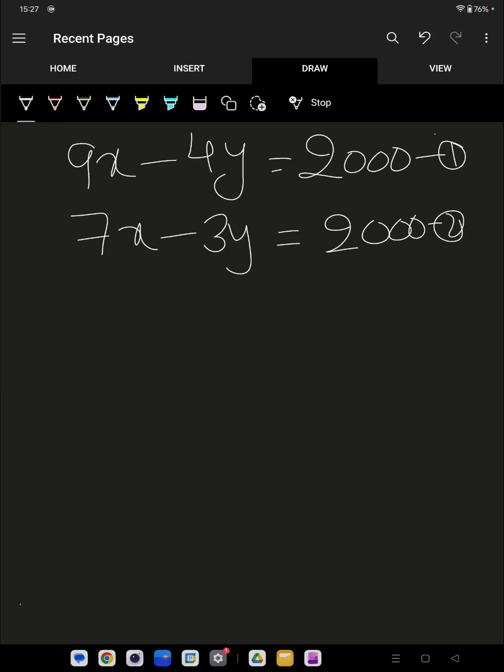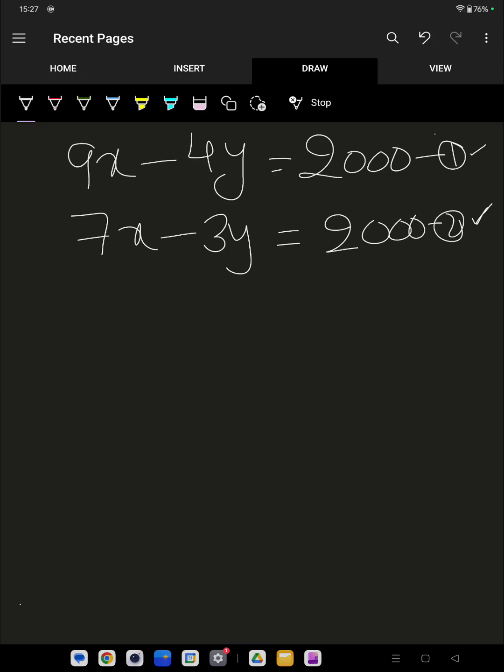Let's say for example, if I want to eliminate the y value, how can I eliminate? I will make these two terms the same value, then I will add or subtract according to the problem. First I will tell you how I can do it. Here it is minus 4y. In this equation it is minus 3y. If I want to make these two y terms the same, how is it possible?